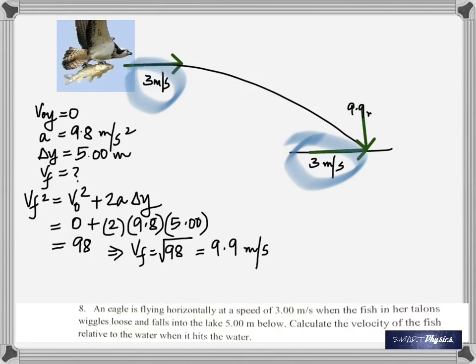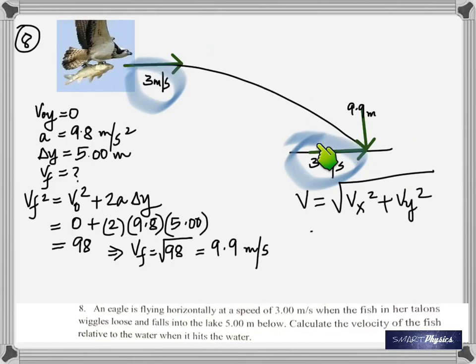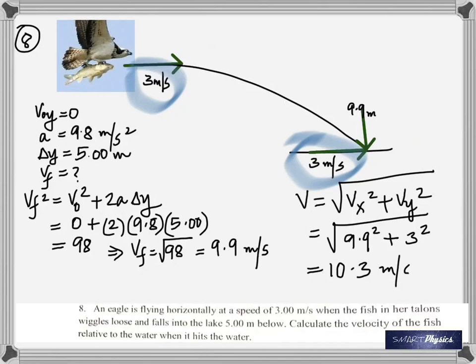9.9 meters per second, but it also has a horizontal velocity which never changes. So it was 3 and it's always going to be 3. It's still 3. So you have a vertical and a horizontal, and you got to find the total sum of the two using the Pythagorean theorem, and you get it as 10.3 meters per second. That's the velocity of the fish.